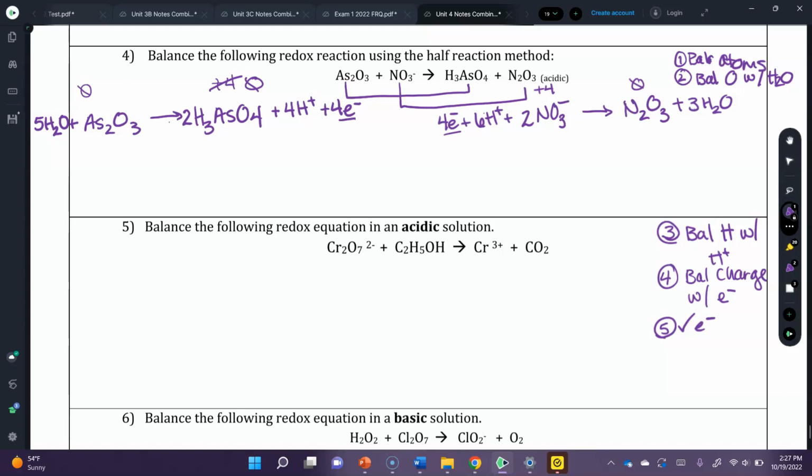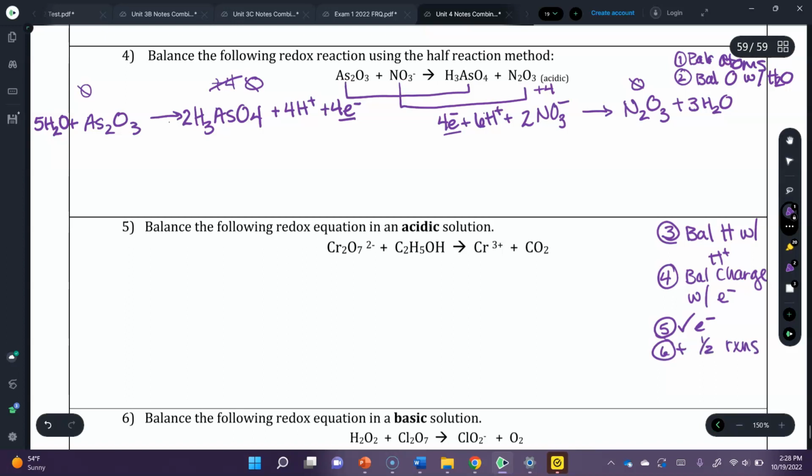So if I instead had a 3 and a 2 here, I would multiply this whole thing by 3 and this whole thing by 2. So that way the total number of electrons would be equal and they would cancel. That is the goal, is to cancel electrons. But they are already equal, so they will cancel. So I check electrons, make sure that they cancel. Then I'm going to add my half reactions.